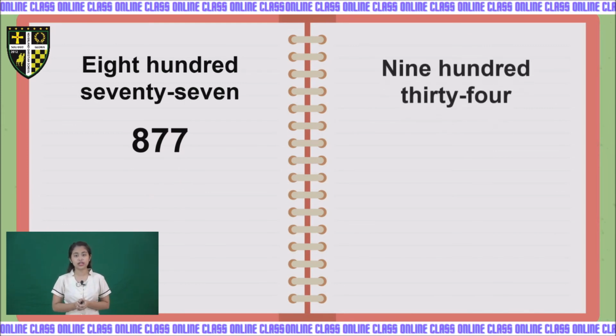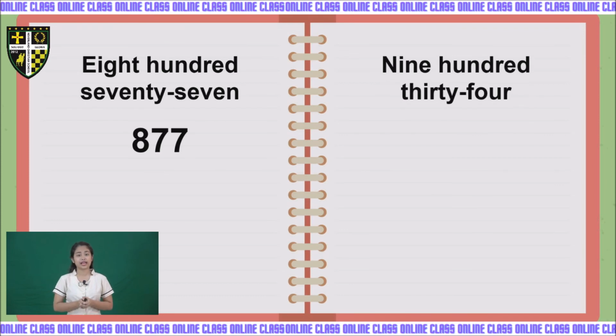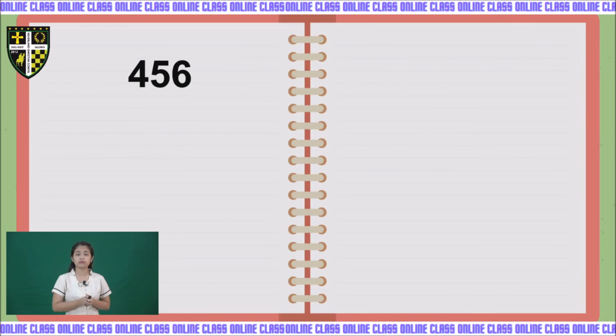And then the next one, number 2, have 934. How will you write it in number form? We have 9, 3, and 4. So that is 934. Next one, we will turn it into a word form.